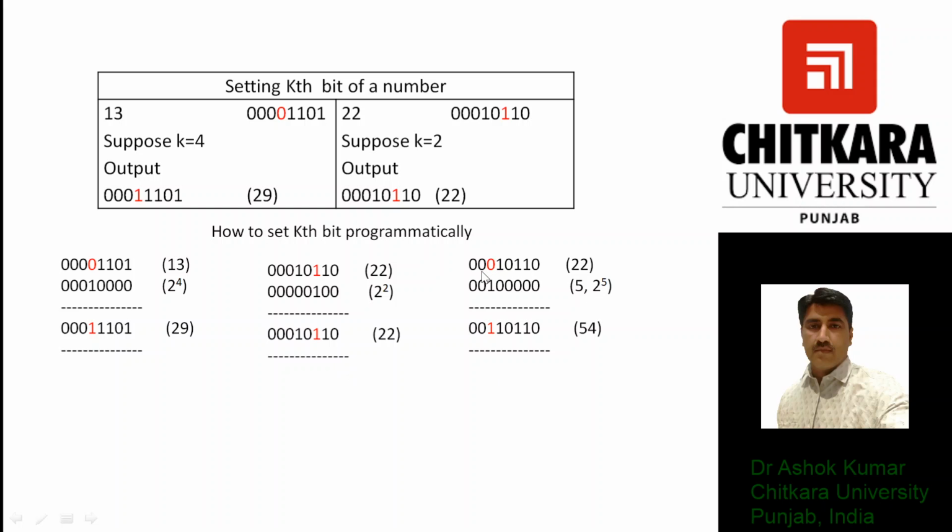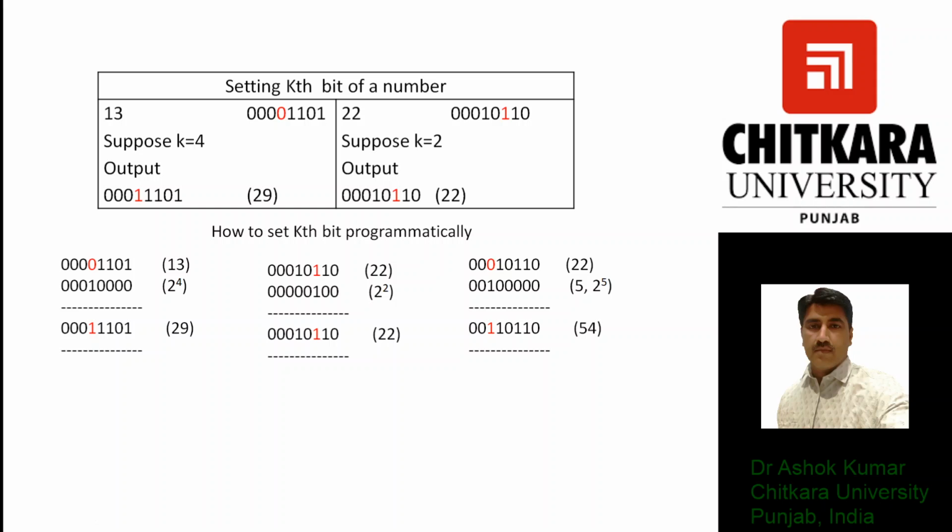The third example is if again the number is 22 and we want to set its fifth bit, then you have to OR this number with 2 raised to power 5, that is you have to OR it with 32. So this is the number 32. So you will OR it with the actual number 22, you will get this output. So the result is 54. So this is our output.